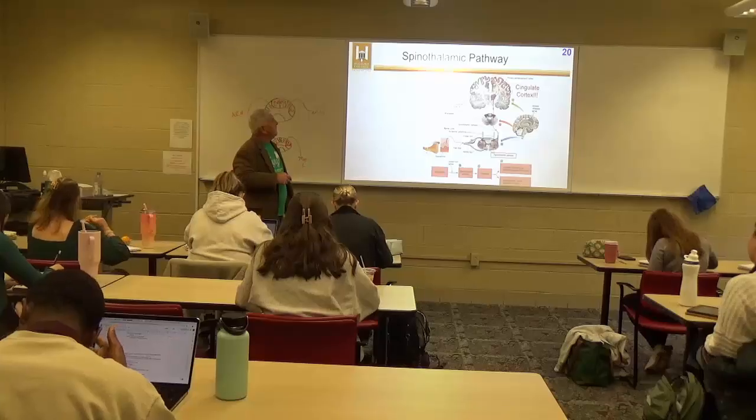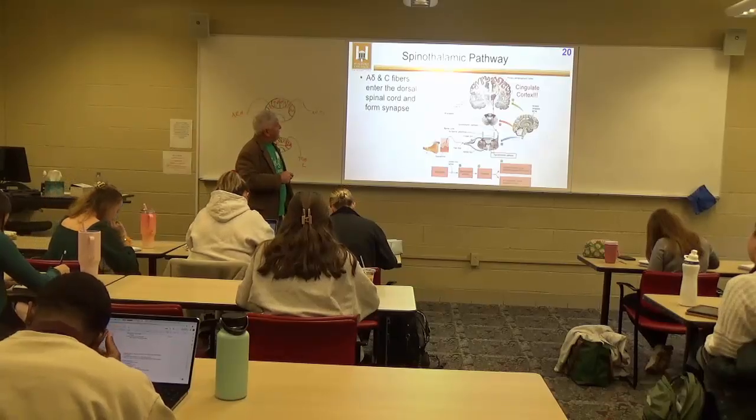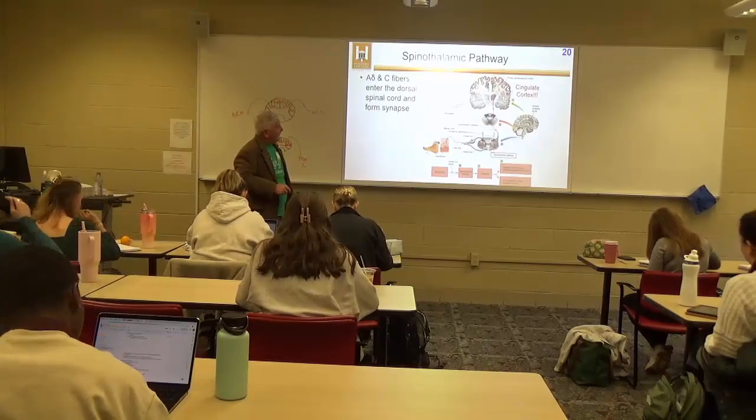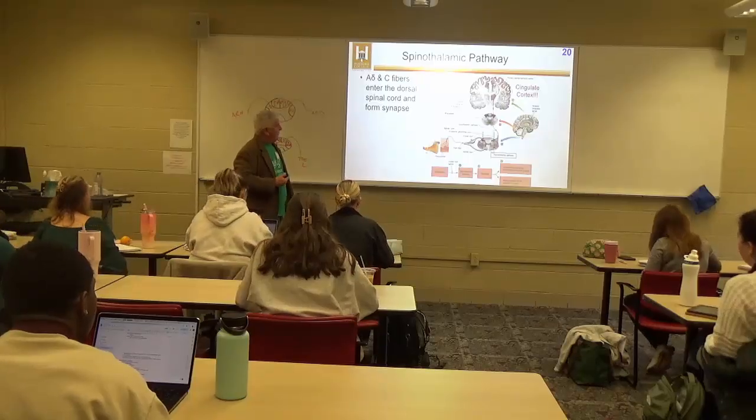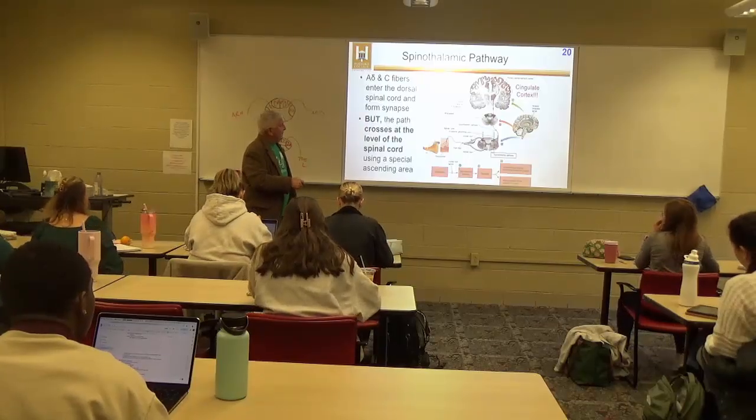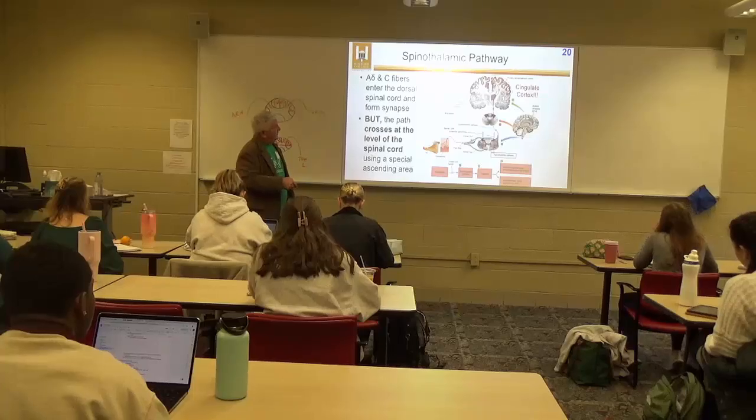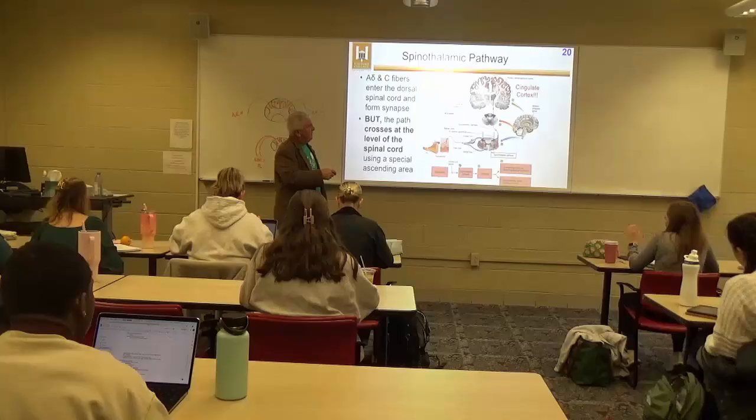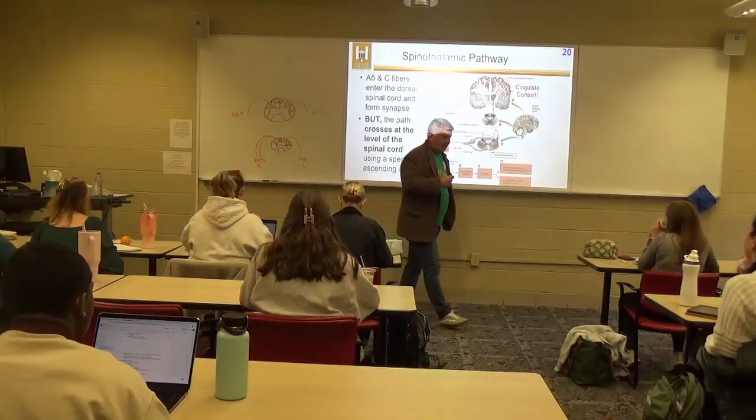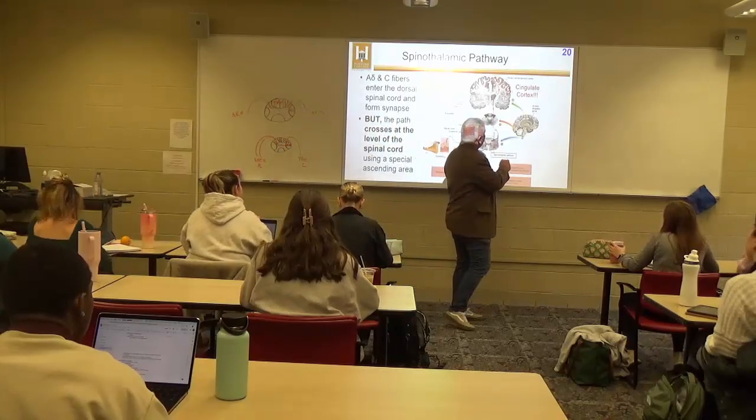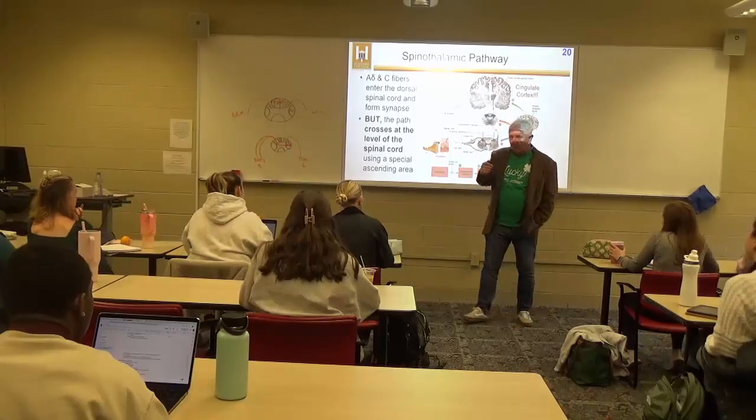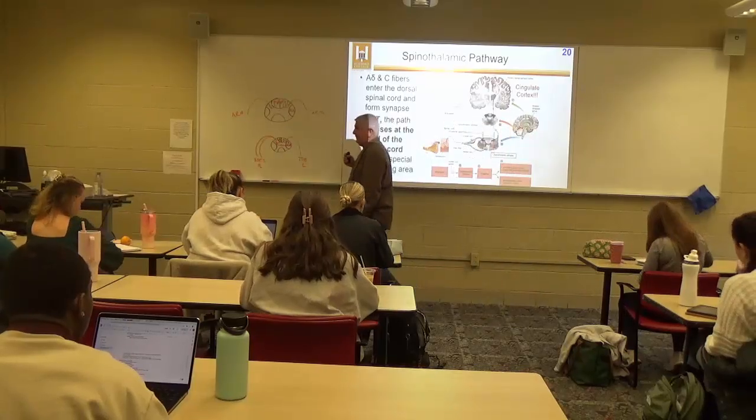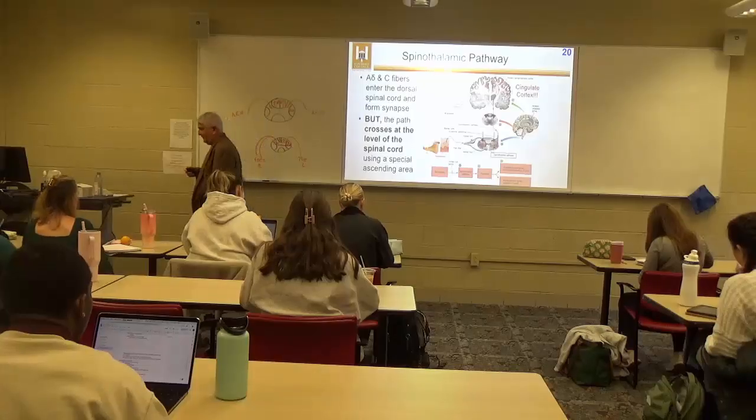Okay. The spinothalamic system, these A delta and C fibers, come up through the spinothalamic pathway. They also go through the VPN, but they go to the cingulate cortex. In addition, some also go to primary cortex. What is the cingulate cortex involved with? Does anyone remember?